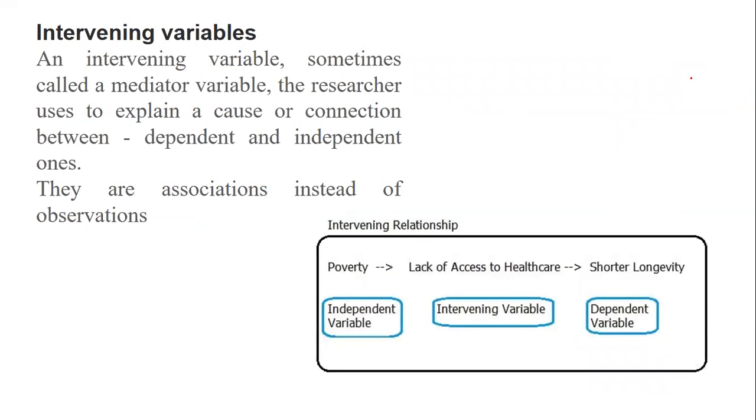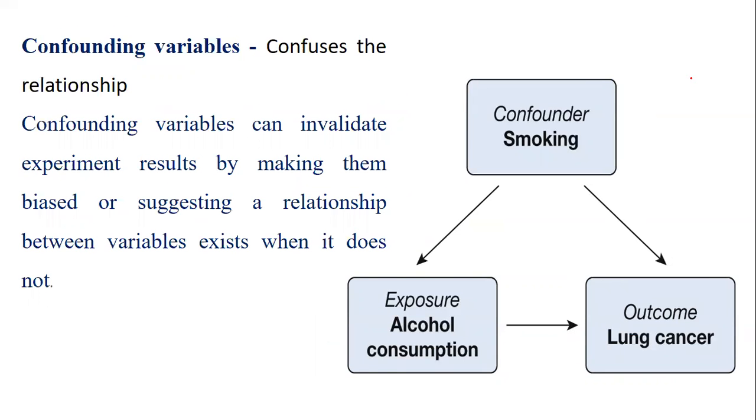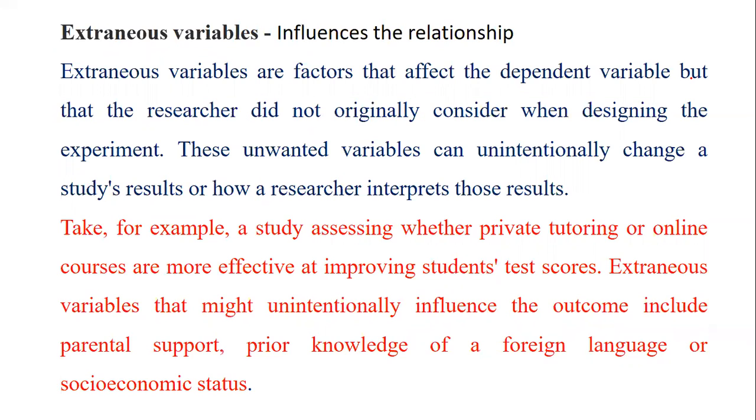I've also written this in detail. The intervening variable is like a mediator, which explains the connection between dependent and independent variables, and it is associated with observation. Confounding variables, as I said, confuse the relationship. And extraneous variables are ones the researcher did not originally consider while designing the research. These unwanted variables can unintentionally change the result. For example, take a study assessing whether private tutoring or online tutoring courses are more effective. The unintentional influences on the outcome may be parental support, prior knowledge, or socioeconomic status.